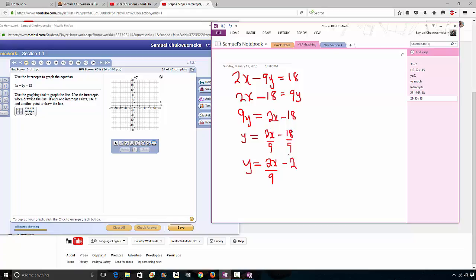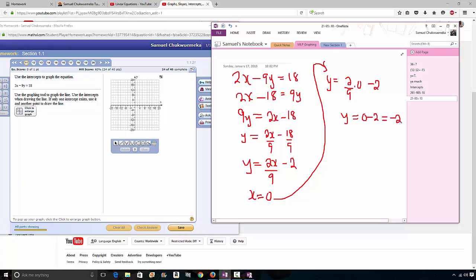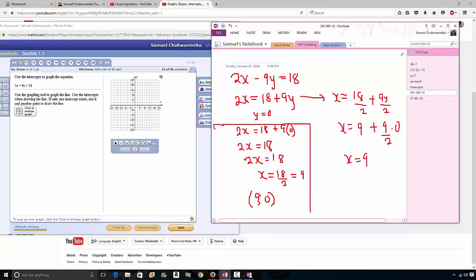So set x to be 0. When you set x to be 0, y is 2 over 9 times 0 minus 2. And that gives you what? 0 minus 2 is minus 2. So the intercept will be 0 and minus 2. This is your y-intercept, while the x-intercept is 9 and 0.